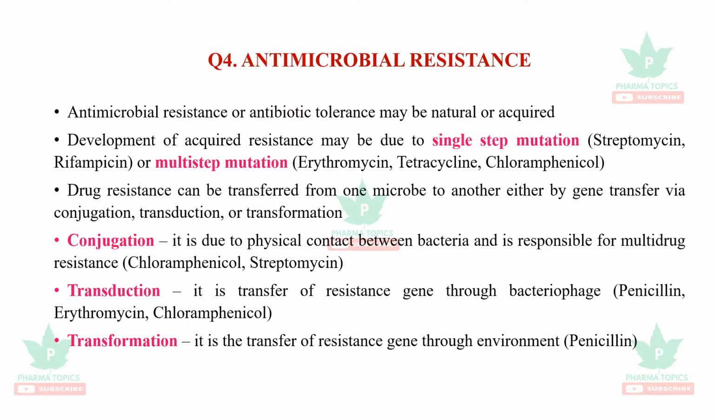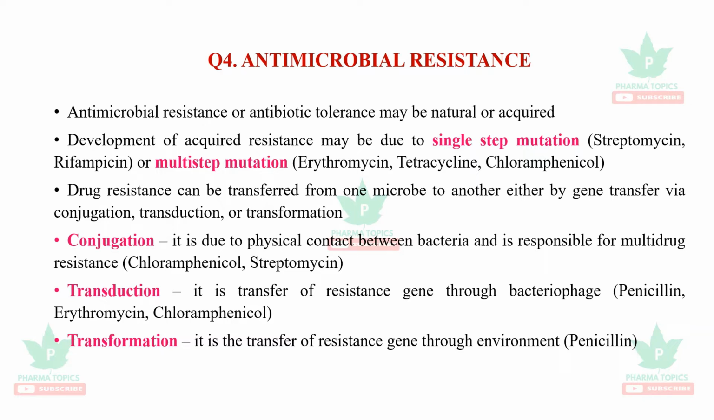Next question, a very important question, is antimicrobial resistance. Antimicrobial resistance or antibiotic tolerance may be natural or acquired. The development of acquired resistance may be with a single step mutation, for example streptomycin, rifampicin, or multi-step mutation for erythromycin, tetracycline, and chloramphenicol.